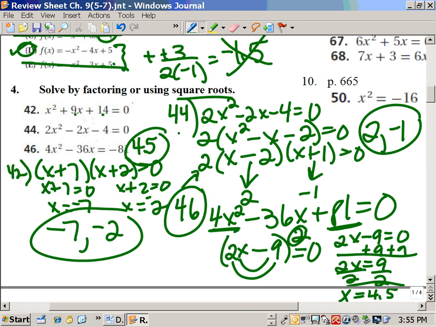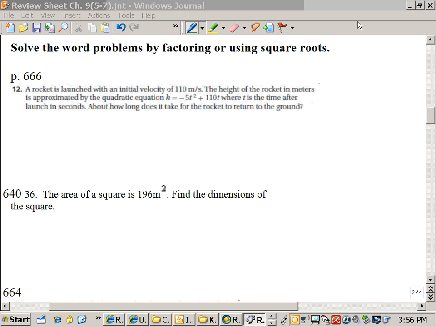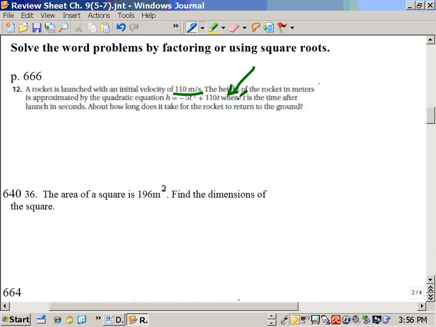All right, we're going to get busy with some word problems. Number 12, a rocket is launched with initial velocity of 110. That makes the 110 go right here. The height in meters is approximated by the equation. Can you tell that the rocket here is starting from 0? Okay, so I'm going to take negative 5t squared plus 110t, and I want to know when it hits the ground.